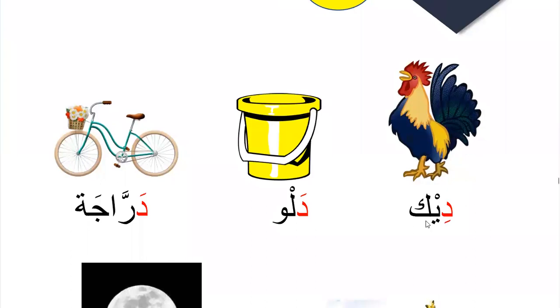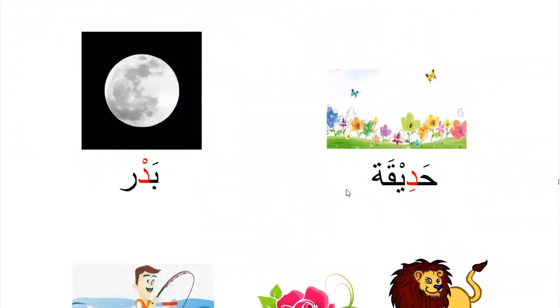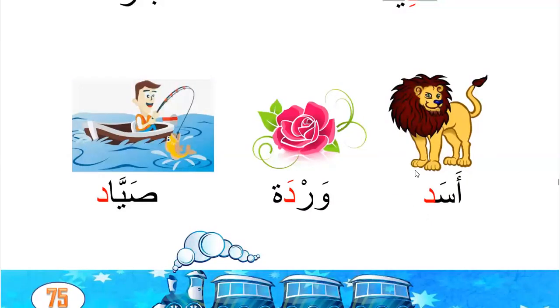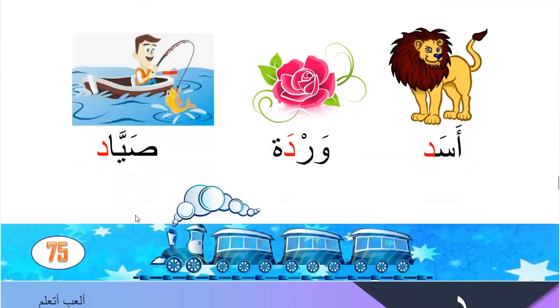Riyan. Yes. Deek, rooster. Dalwun, bucket. Daraja, bicycle. Good. Hadika, garden. Badar, moon. Asad, lion. Warda, rose. Sayyad, hunter.